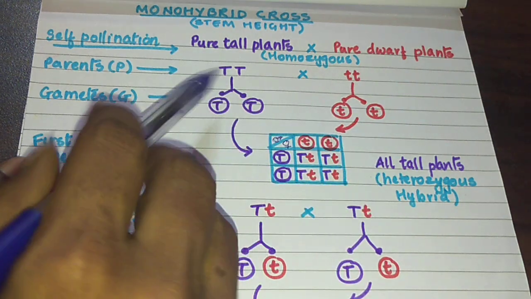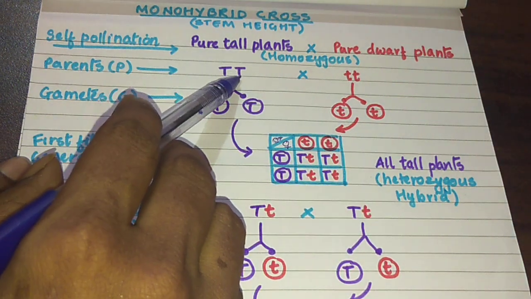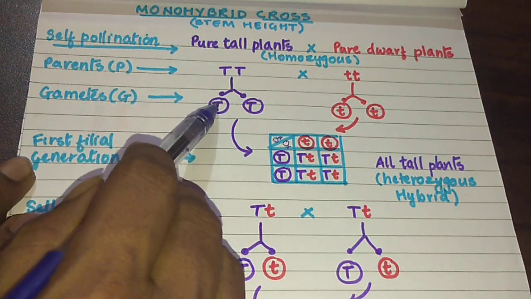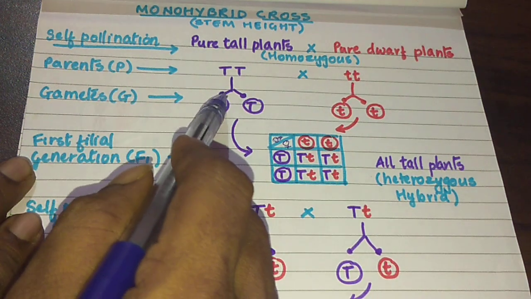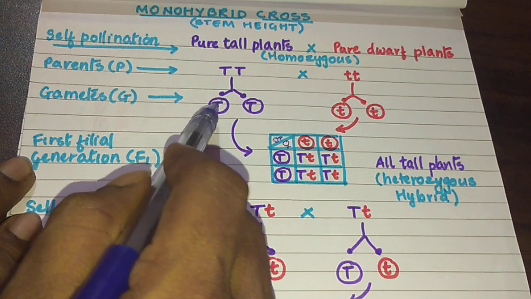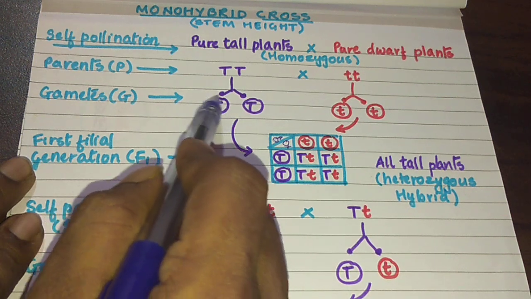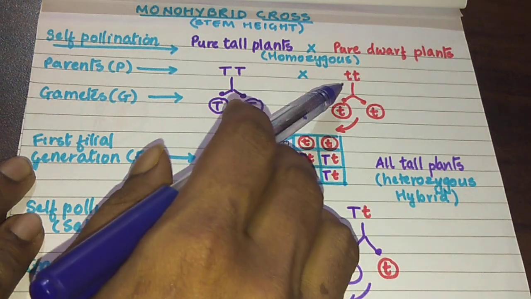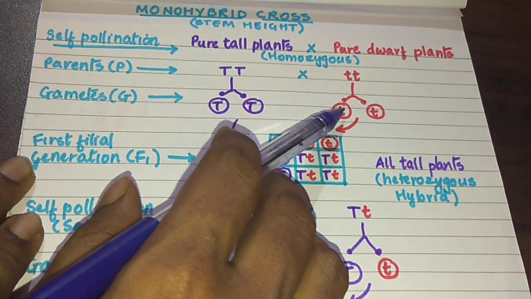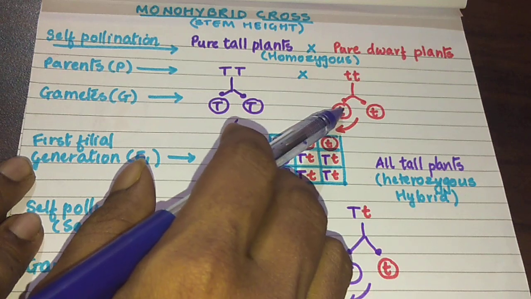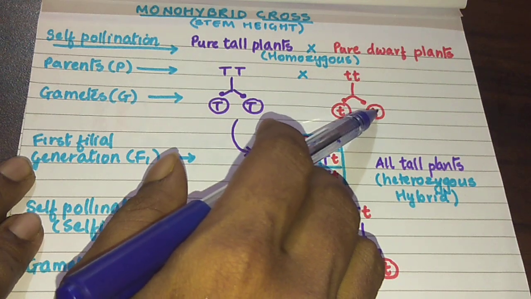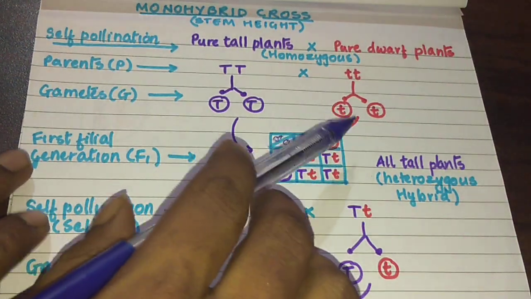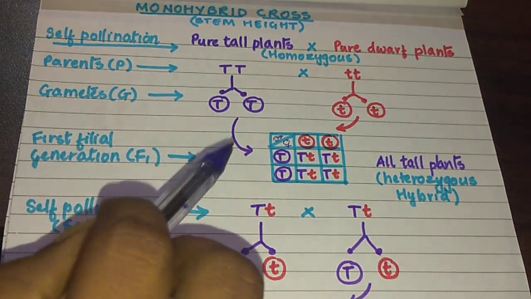So here, capital T, since they are diploid, will undergo meiotic division and will have one particular letter, half the number of chromosomes, in the gamete. So we write down capital T, encircle it, and again one more capital T, encircle it. Similarly for the dwarf plant, small t, encircle, and again one more small t, encircle, indicating that the number of chromosomes is reduced to half.